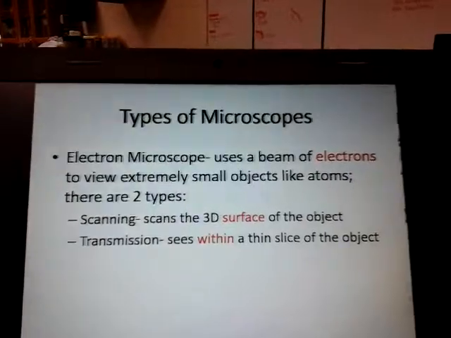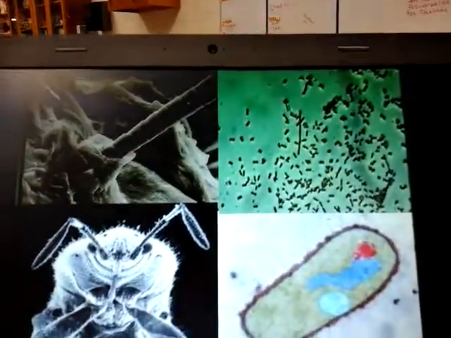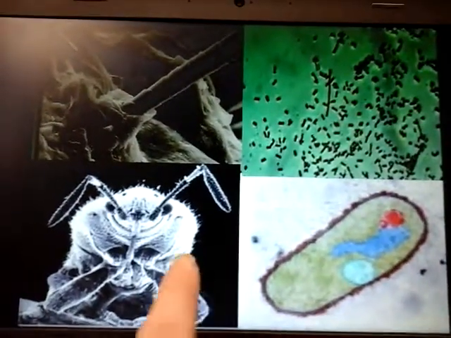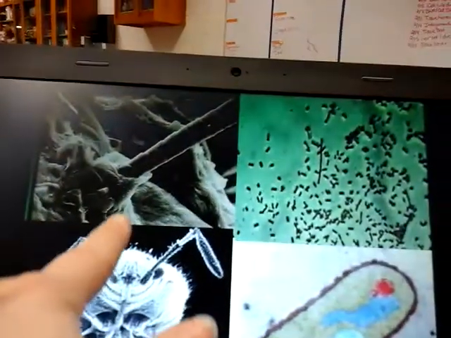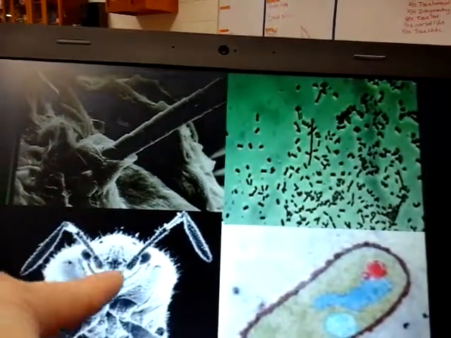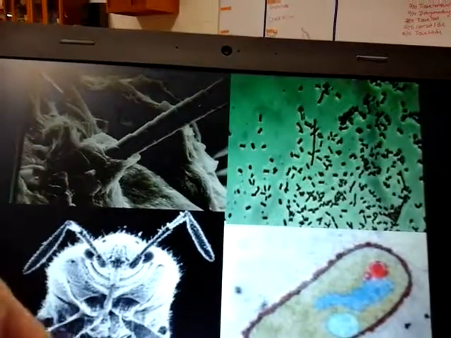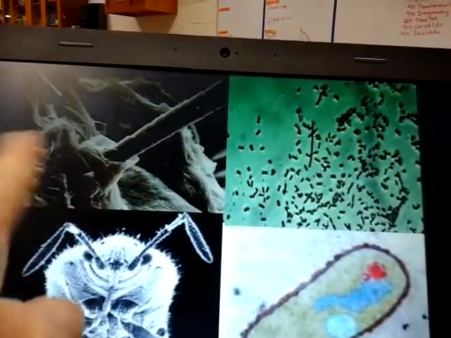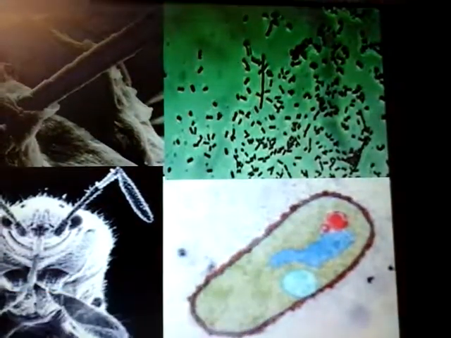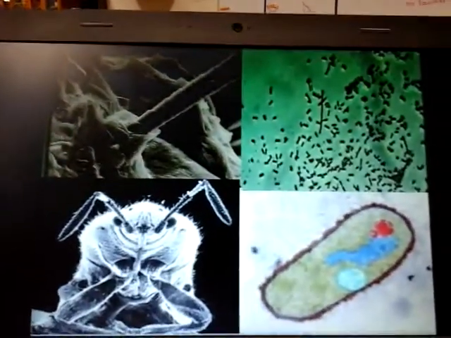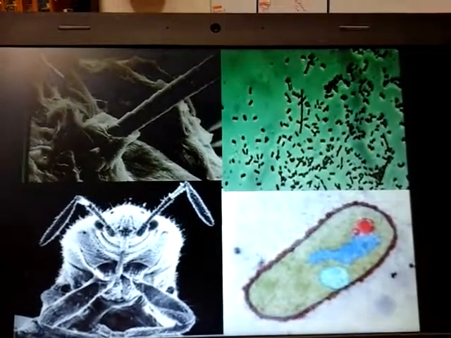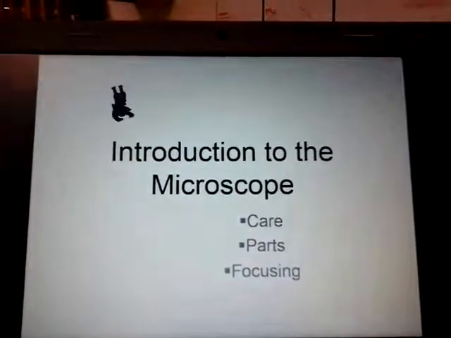Now, with your microscopes, you can see here, this one was done by a scanning electron microscope. You just see the surface, and you can see how nice and clear and how blown up this hair follicle is. And these are cells, done by transmission electron microscopes. So you get really nice pictures, better pictures. They actually look like photographs compared to what you see using a regular microscope.